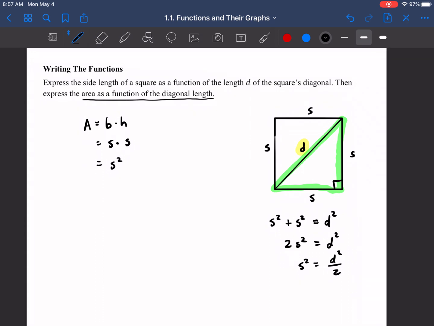Okay? And that's good, because back over on this side, we have an s squared, which means we can substitute. s squared is d squared over 2, so we're going to substitute that over, d squared over 2, from right here. And there you go. That's our answer right there. A equals d squared over 2. We now have an equation for the area of a square if all we knew was the diagonal.